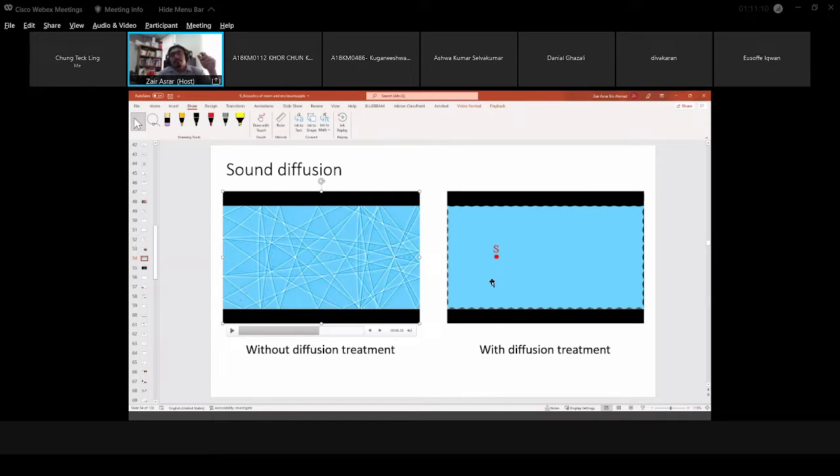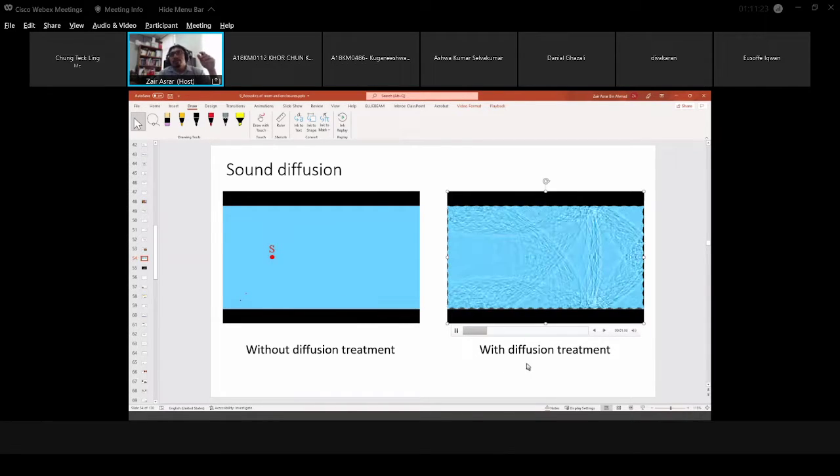Now with a diffuser, in this case we have diffusers lined along the wall of the room. Again, the sound source is the red dot. Now we see that the diffuser is reflecting the sound in almost random directions, and in the end we will have a diffuse sound pressure level. Basically, at any area within this room, we will have almost the same sound pressure level. That's the purpose of a sound diffuser.